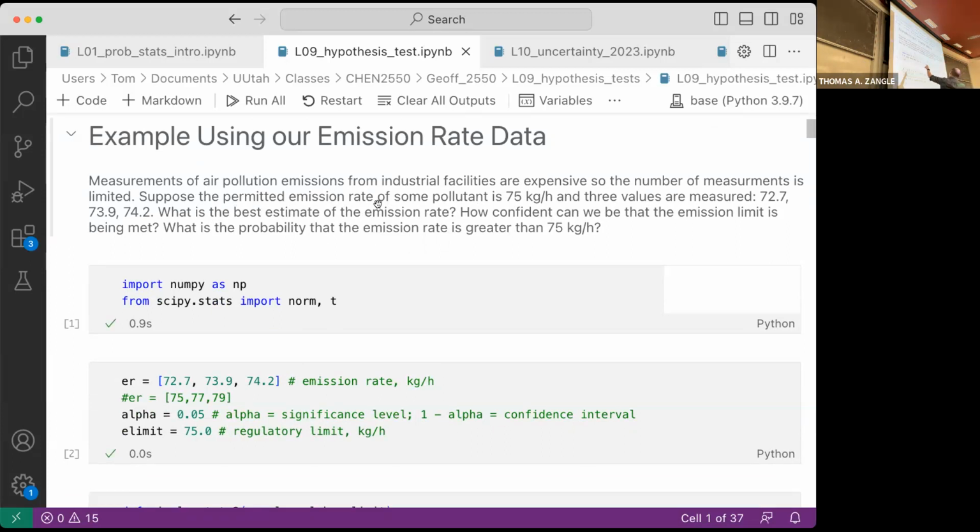So what we want to know is, we looked at what the best estimate of the emission rate was, and we said that that was just the mean of those results. But now we're getting into questions of how confident we can be that the emission rate is actually being met, and the probability related to that is the probability the emission rate is greater than 75 kilograms per hour.